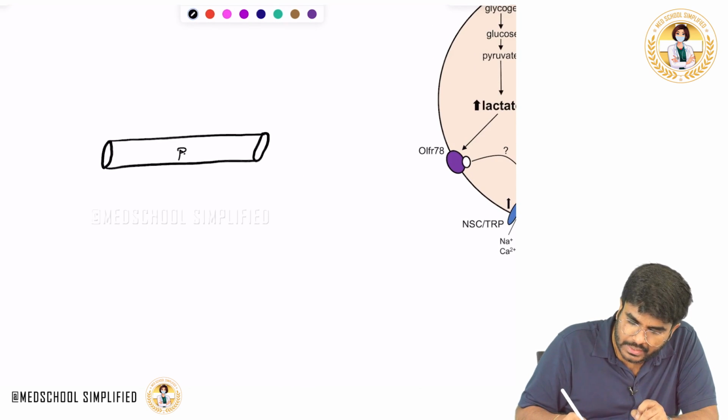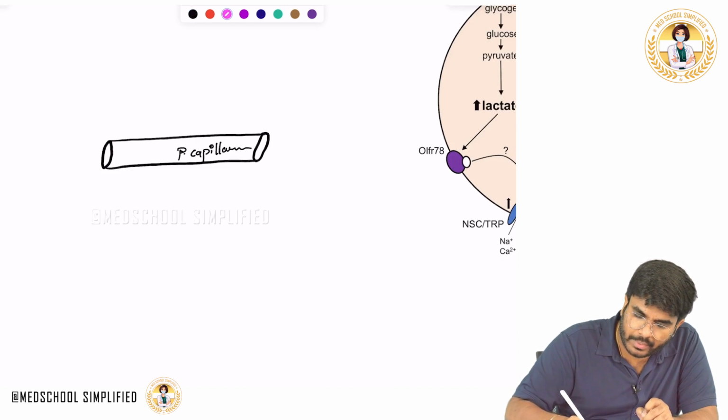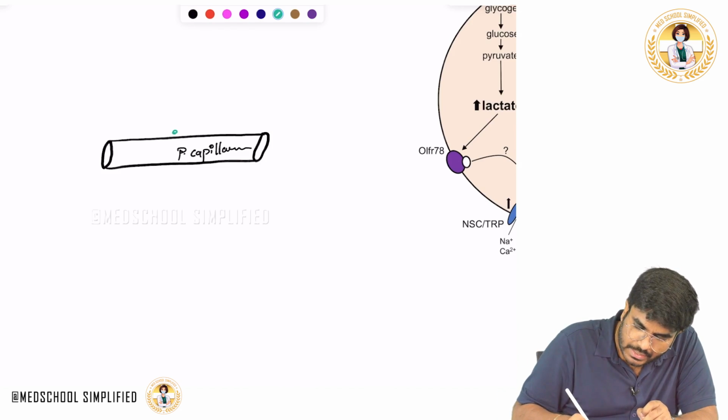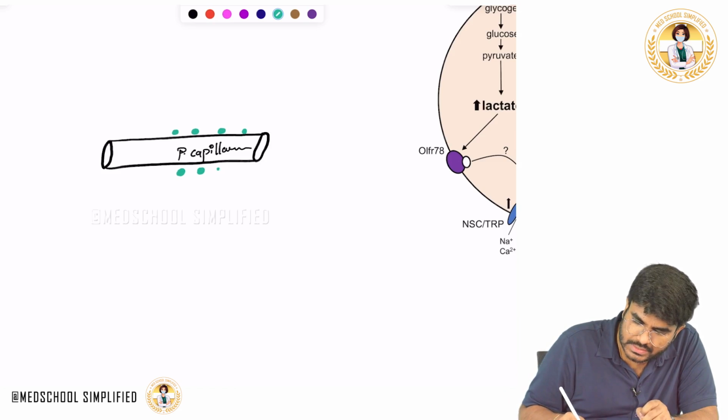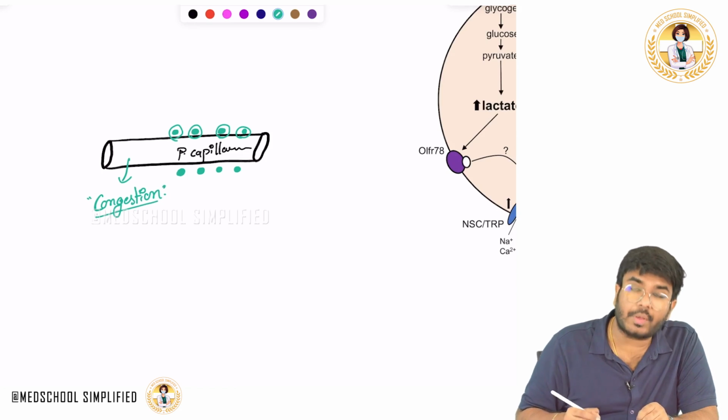Now, these are your pulmonary capillaries. Surrounding your pulmonary capillaries, juxta means beside the pulmonary capillaries, there are receptors present which are called J receptors. Now, what do these receptors detect? Receptor means it should definitely detect something. They detect the congestion within the pulmonary capillaries.